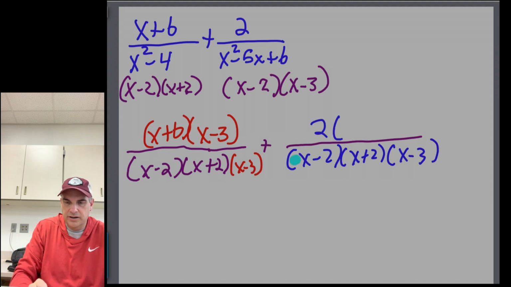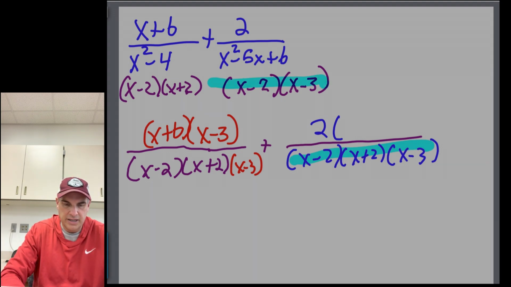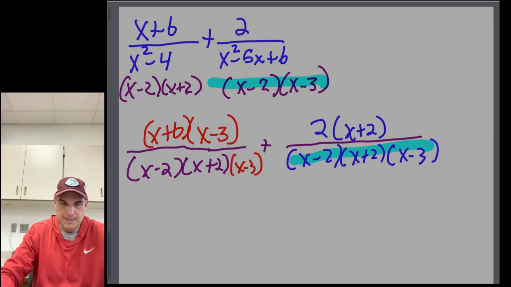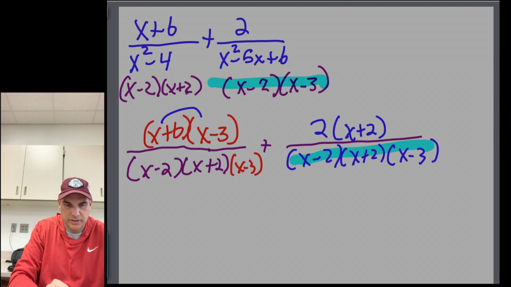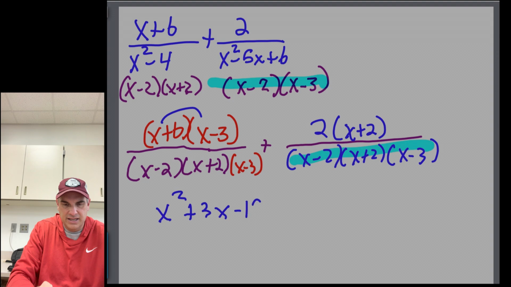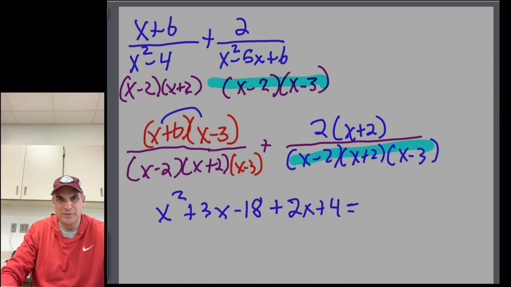But now I compare these two and say, what's been added? Well, the x plus 2 has been added, so that means I need to put x plus 2 right there. Now distribute, and to kind of quicken it up a little bit, that's x squared minus 3x plus 6x. So minus 3x plus 6x is plus 3x, minus 18, and I'm just going to worry about the numerator, plus 2x plus 4. Again, I'm just going to worry about the numerator, because I'd just be rewriting the denominator anyway.